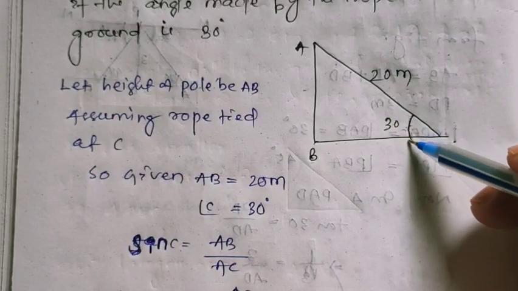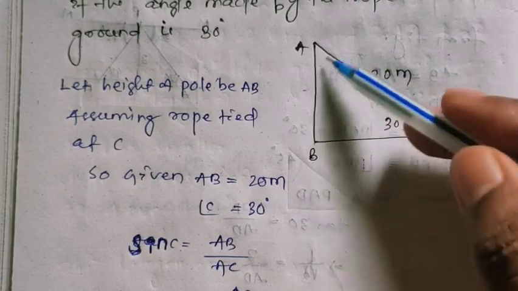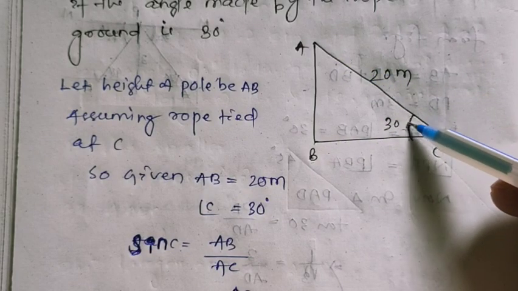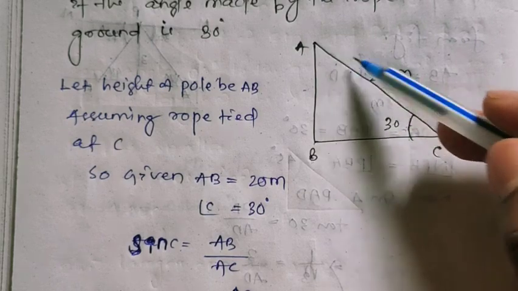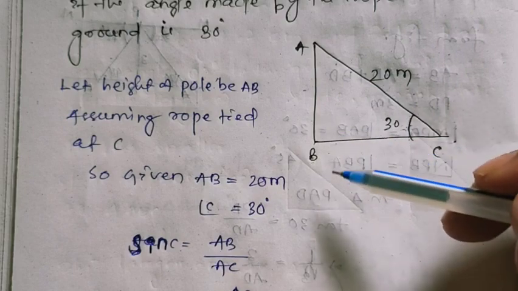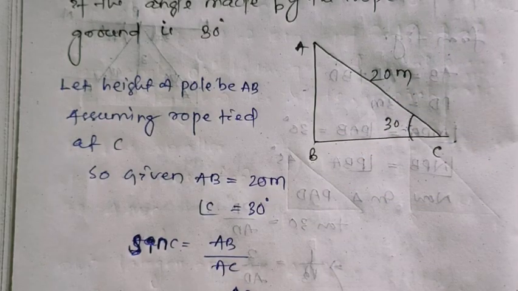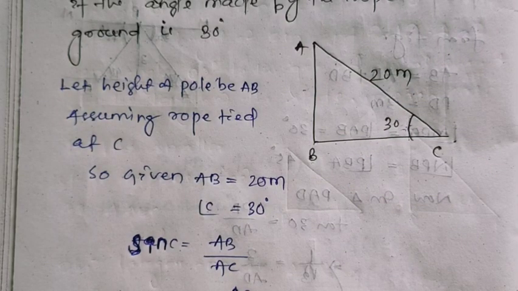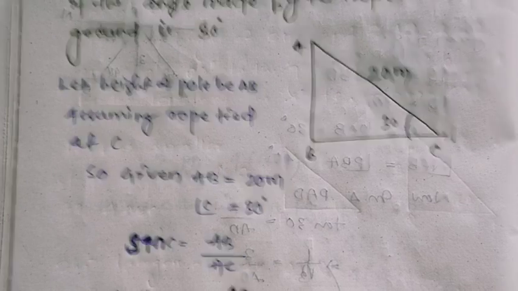We know that sin 30 is equal to P by H, that is AB by AC. So sin 30 is equal to 20 by AB, so that we can calculate AB is equal to 10 meter. Understand? Okay, let's go to question number 2.